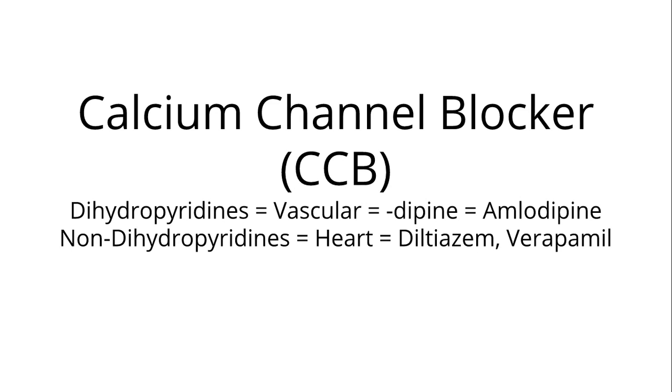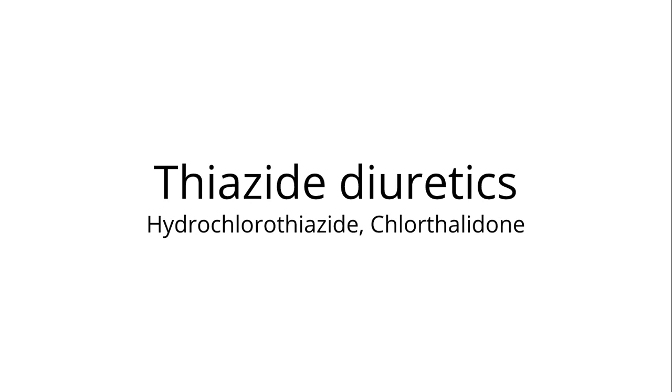And this with the vascular system. And non-dihydropyridines are acting on the heart. And these are, for example, diltiazem and verapamil. Okay? And let's say the patient is not getting better with two medications. What do we do? We give a third medication. Thiazide diuretics, for example, hydrochlorothiazide and chlorothalidone.